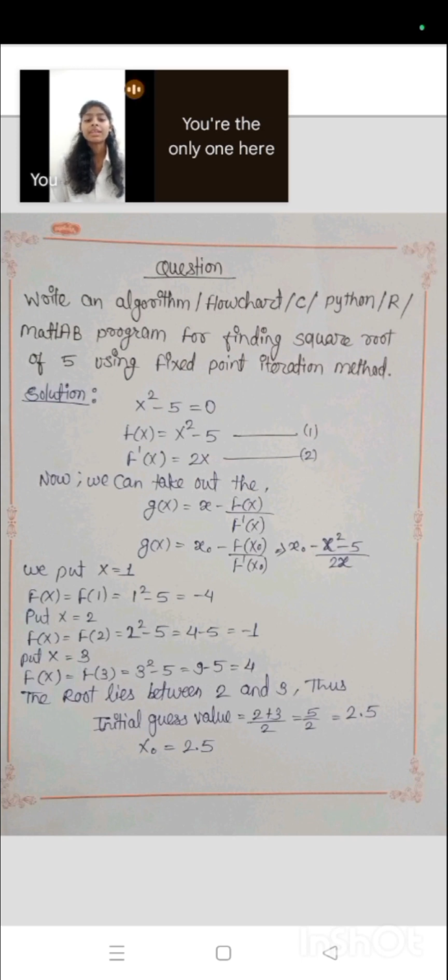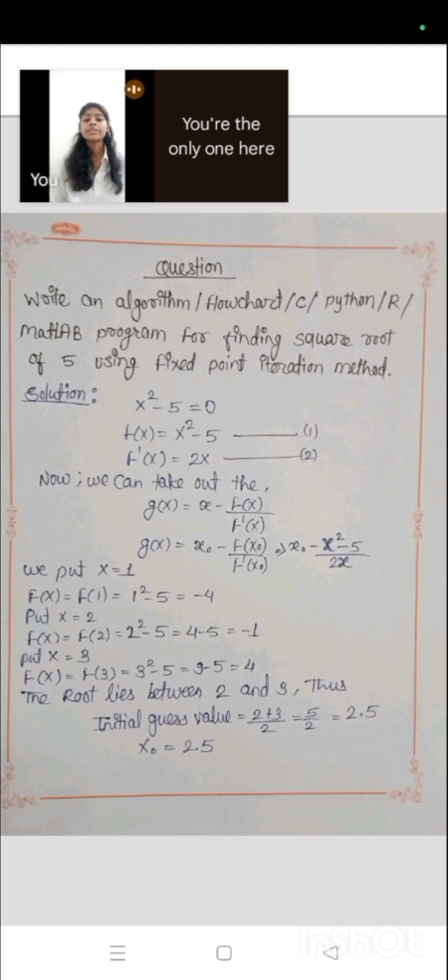So now we find one negative and one positive value. So the root lies between 2 and 3. Thus the initial guess value is (2 plus 3) upon 2 is equal to 5 by 2, and the value is 2.5. So here the initial guess value is 2.5.